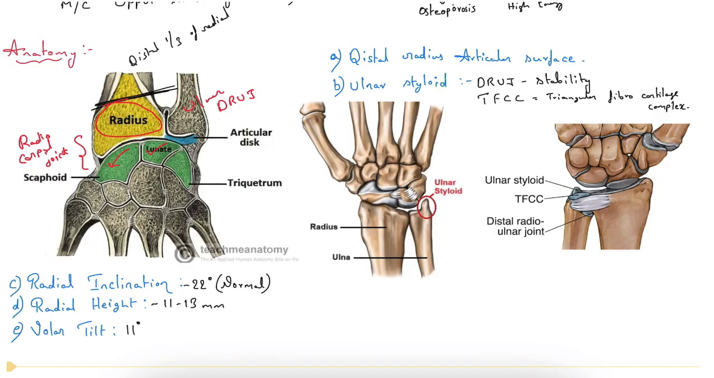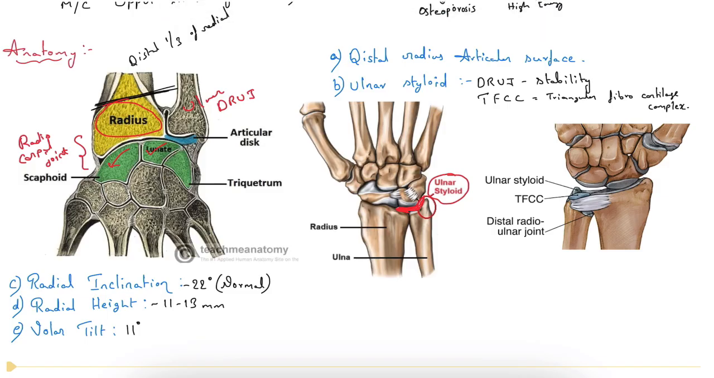Now some anatomical landmarks. If you are seeing this image, you can see here the ulnar styloid. This ulnar styloid, you can see this total area, I am highlighting this area. This area we call the distal radioulnar joint. It will give stability. The wrist part will get stability from the radius and ulna with this ulnar styloid.